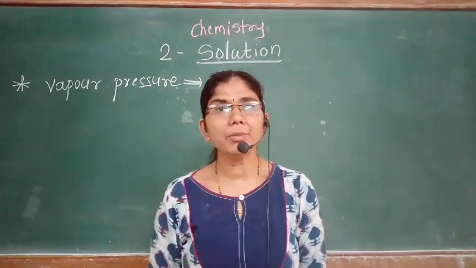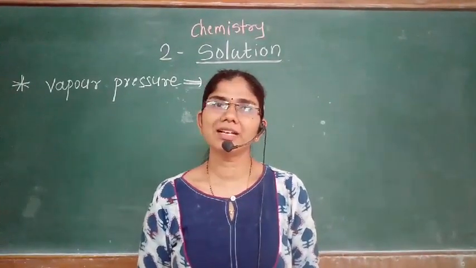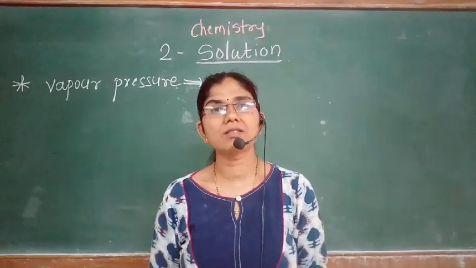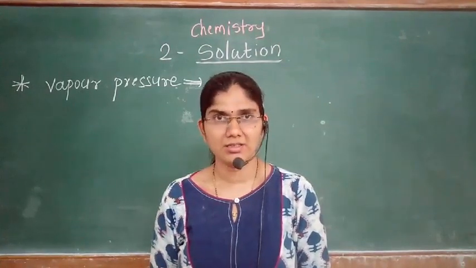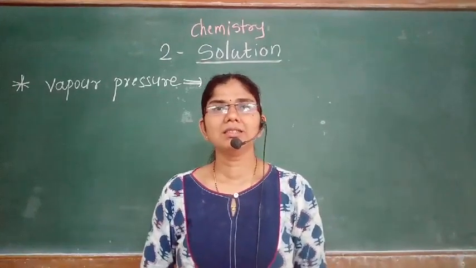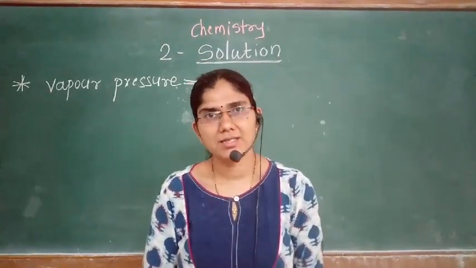S is directly proportional to P, and therefore S is equal to KH times P, where KH is a constant called Henry's constant. So dear student, this is what we have learned in our previous lectures.